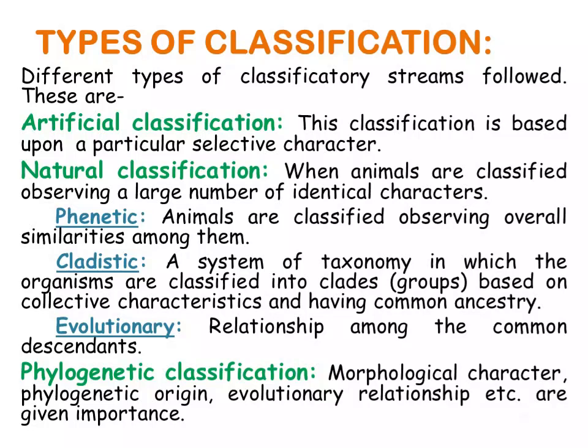Linnaeus determined different species on the basis of some morphological characters, and his creation of species is known as morphospecies. Animals with more or less similar morphological characters were regarded as the same. Artificial classification is based upon a particular selective character. It is said by Meyer and Aslock in 1991.